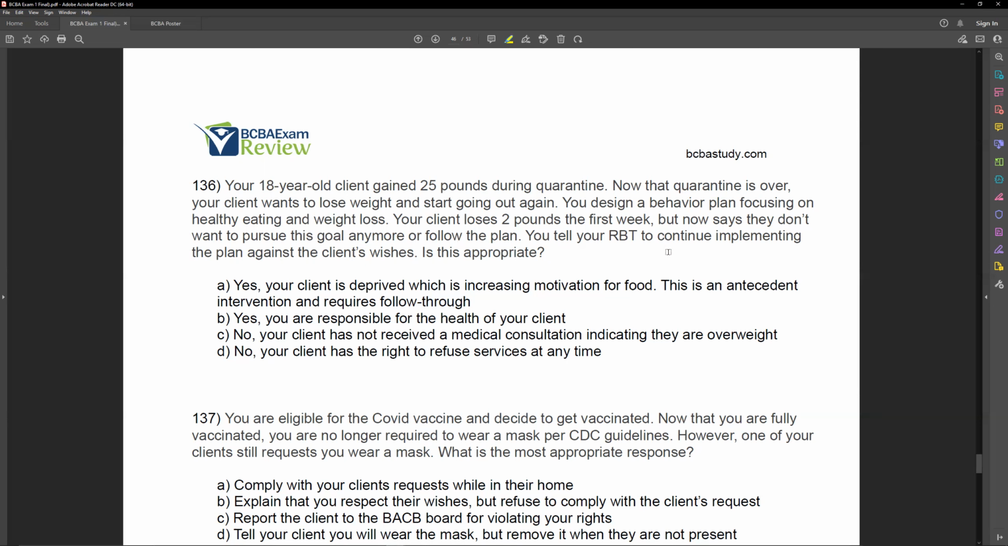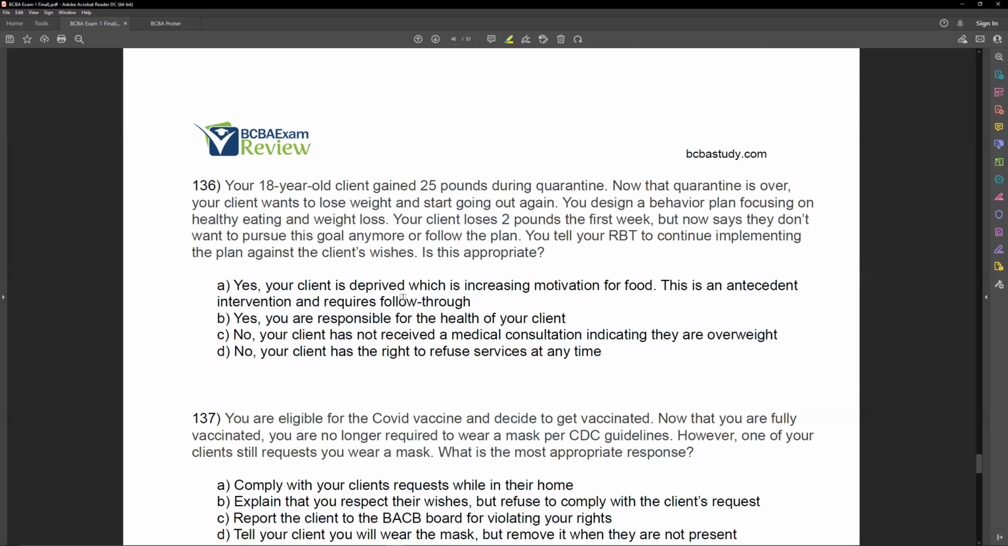But you told your RBT to implement anyway. Is this appropriate? Let's look for that answer. One, the answer we're looking for would be the client has a right to be involved at all times. The other answer would be the client has a right to refuse services. Try to predict your answer before going to the answer choices.